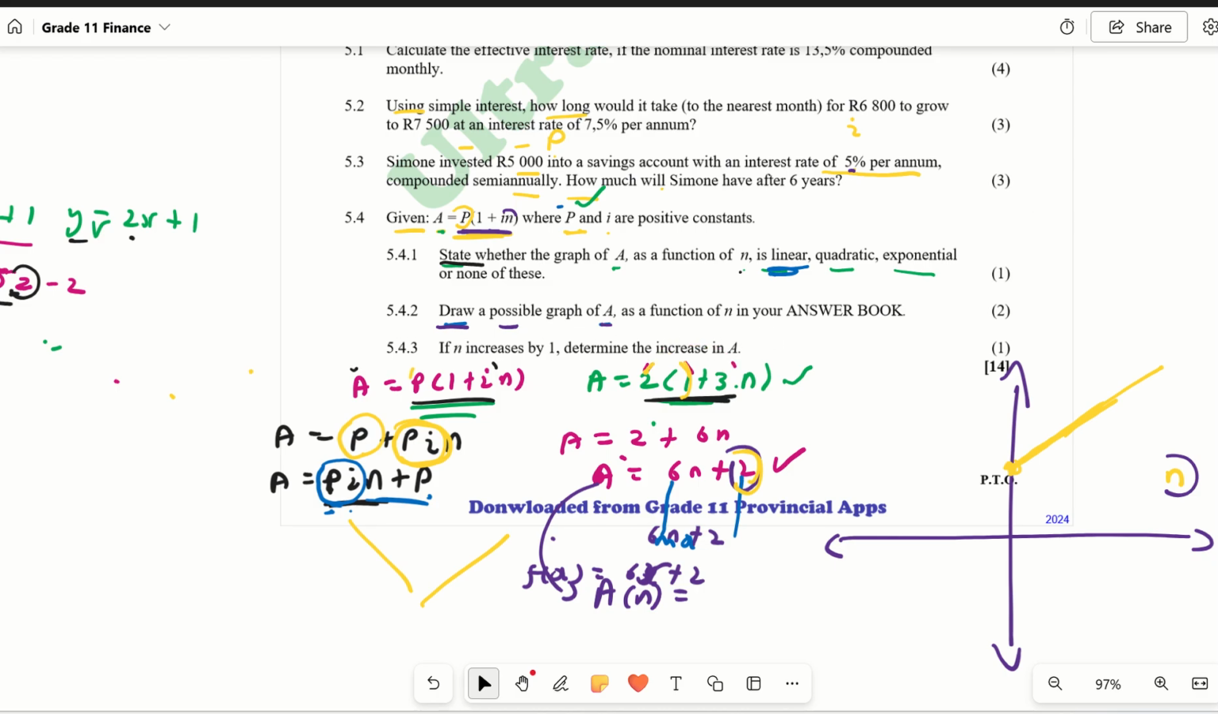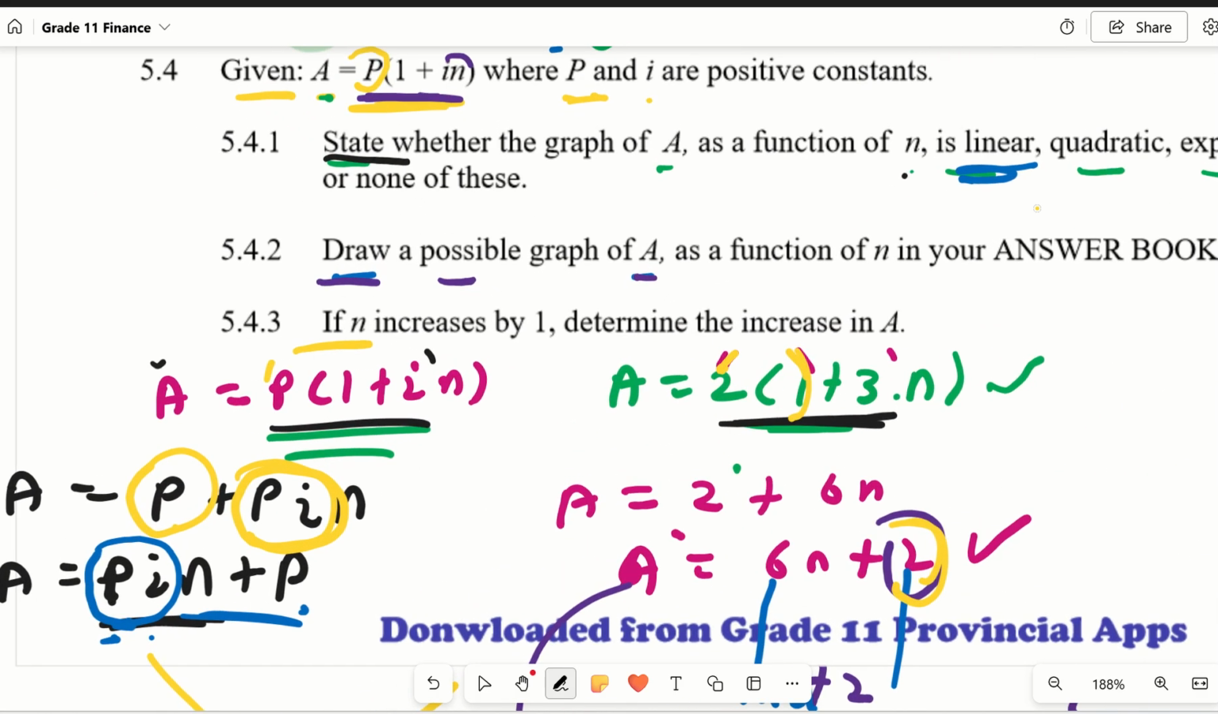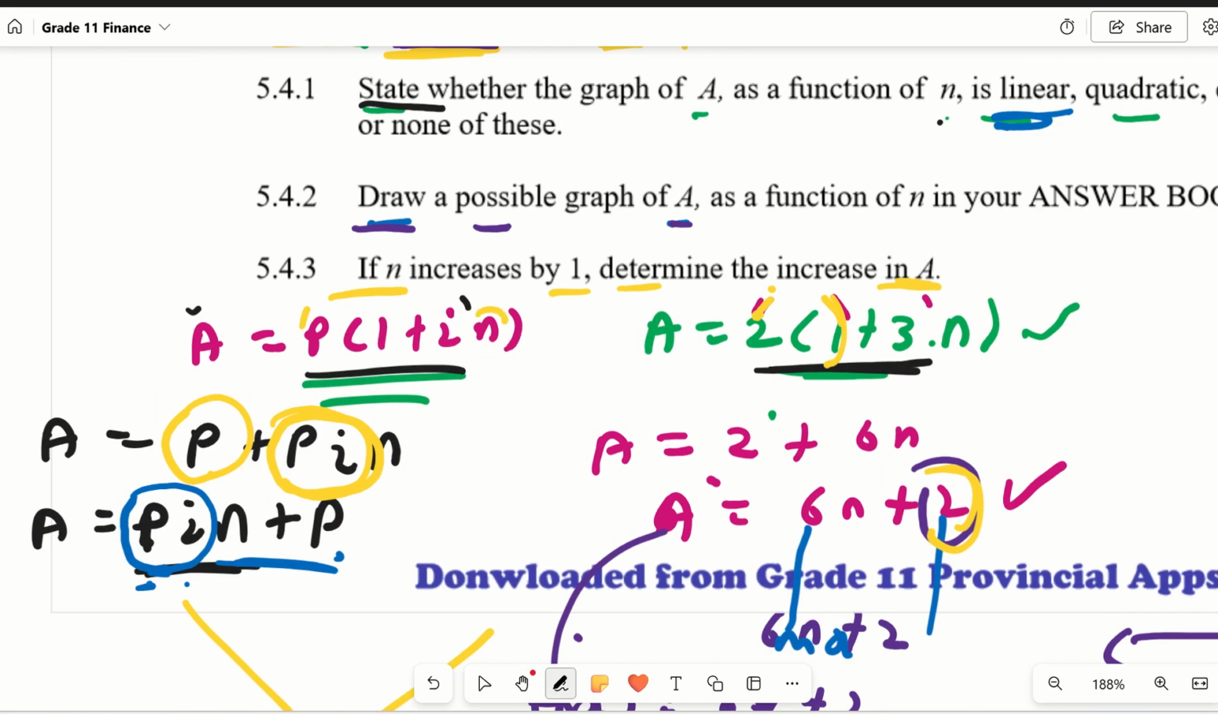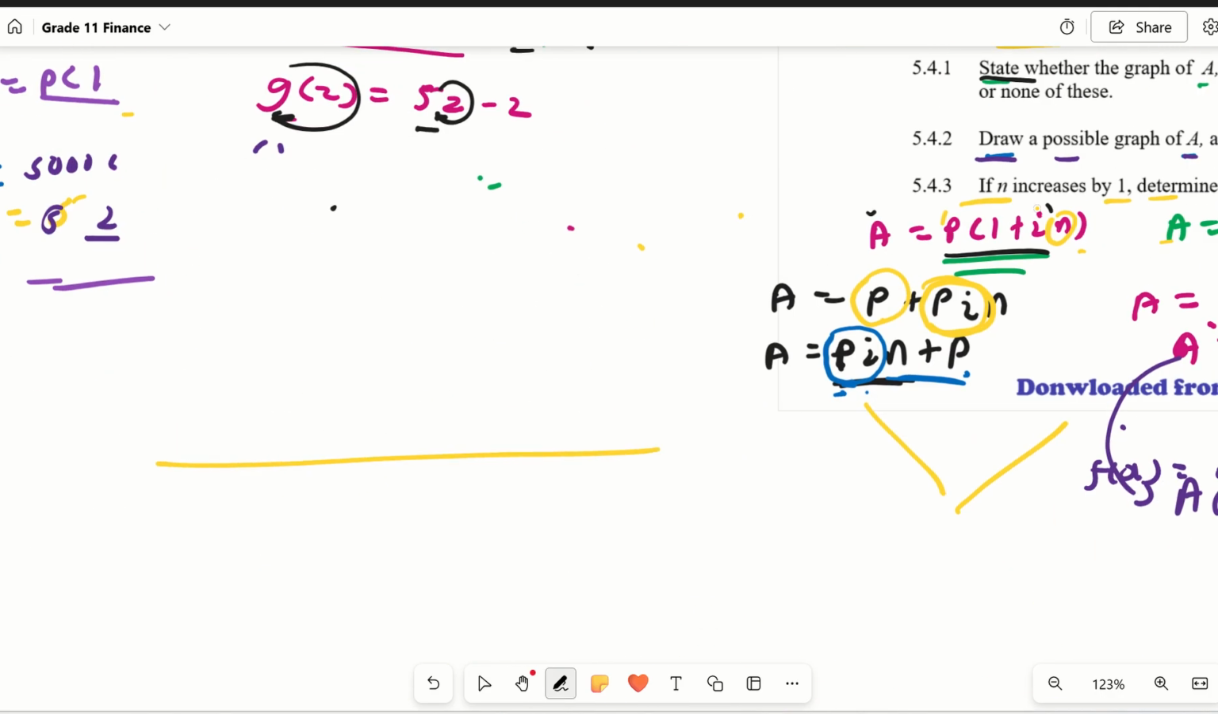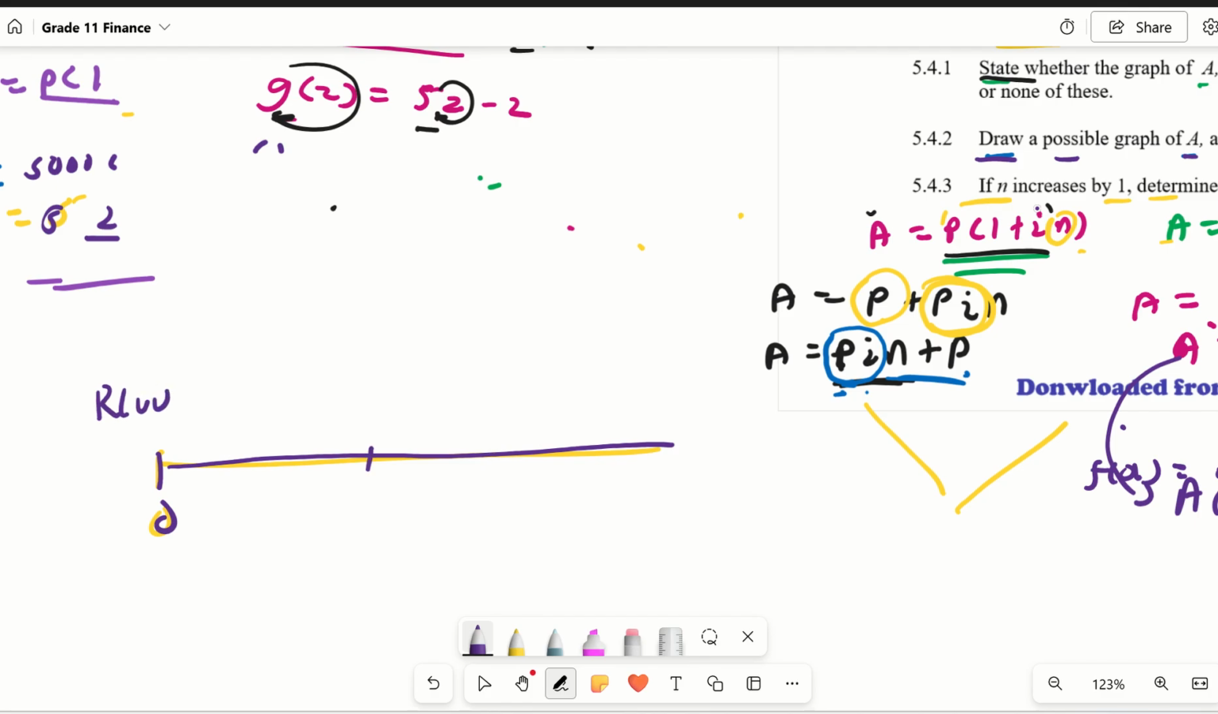Now I can see the question. It says if n increases by 1, determine the increase in A. You guys remember simple interest, or if you invest, a fake example. If you invest, let's just say, 100 rand, if you invest 100 rands there, and then this is at the end of the first year, the end of the second year, and they tell you that the interest is 5% per annum.